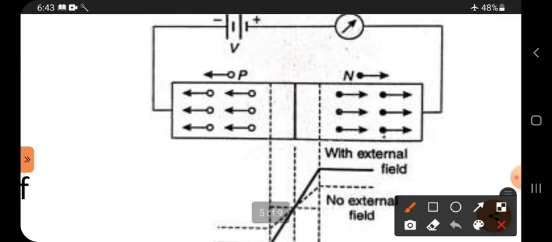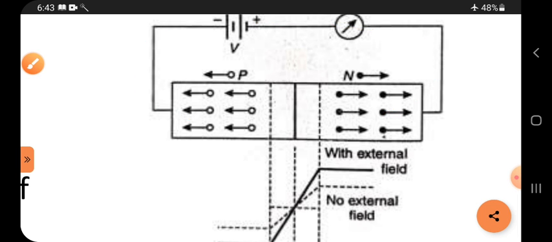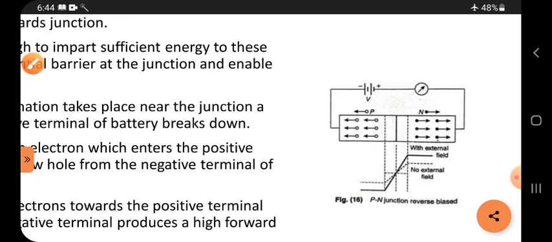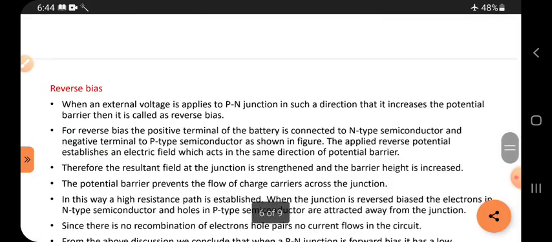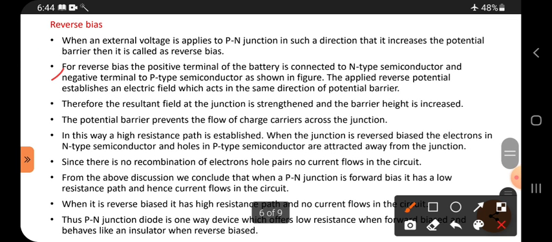Reverse bias means the negative terminal is connected to P type and the positive terminal is connected to N type, like this. For reverse bias, the positive terminal of the battery is connected to the N type semiconductor, and the negative terminal of the battery to the P type semiconductor, as shown in the figure. Just now we have shown it above.